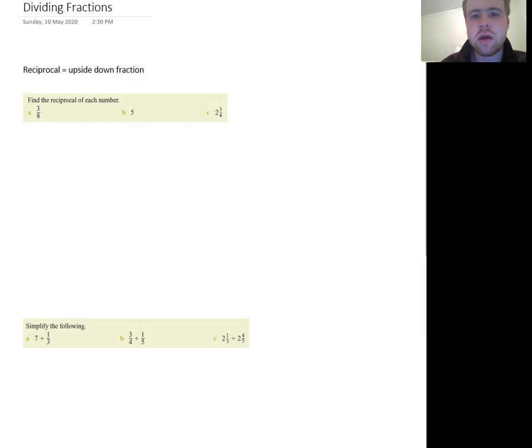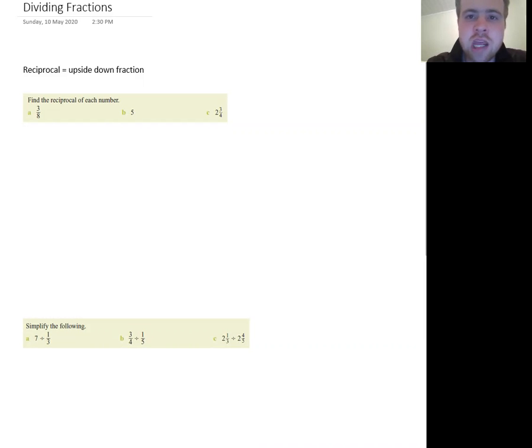And before we can learn about that, we need to understand a new word, which is this one here, reciprocal. Okay, and the reciprocal is just the upside down version of a fraction. So if I have a fraction 2/3, the reciprocal is 3/2, where we flip it upside down. So the top becomes the bottom and the bottom becomes the top. So let's look at a few examples here where we just need to find the reciprocal of these numbers.